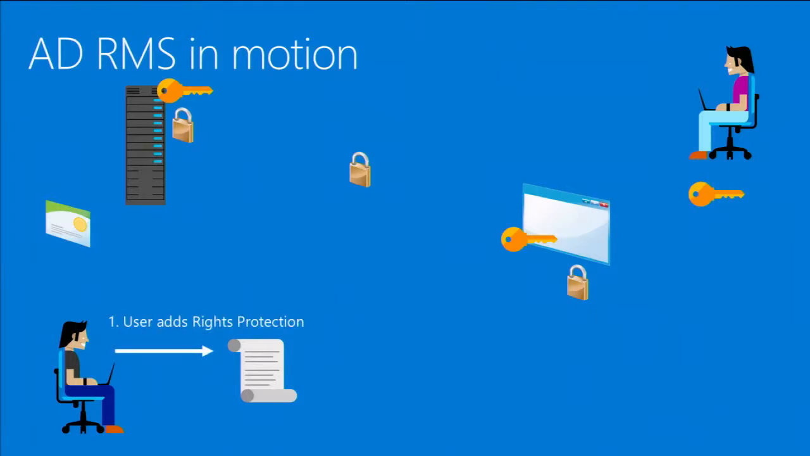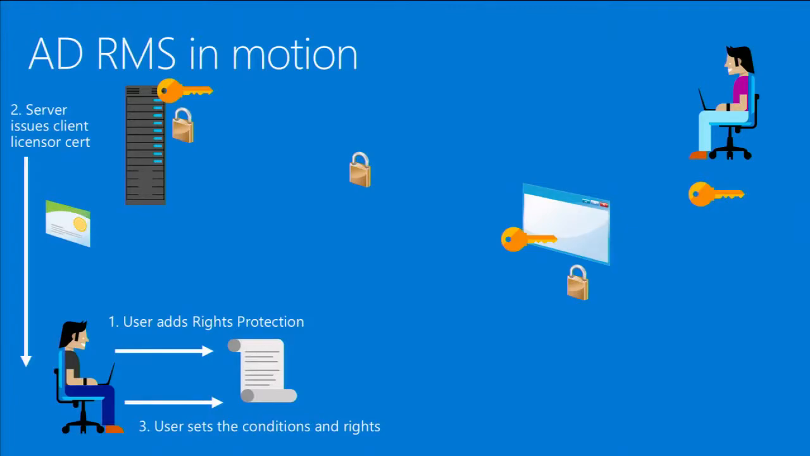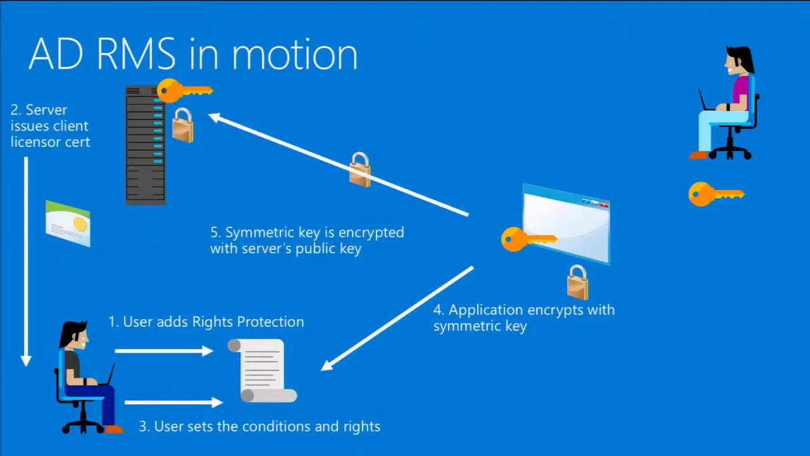So what we'll see first of all is that the user adds rights protection. In a subsequent demo I'm going to show you this working, so we'll talk through a few things, and I'm hoping to keep it fairly demo rich. After that, the server issues the client licensor certificate, saying, yep, I'm the one in charge of that, I will give you the certificate. The user then gets the conditions and rights that are applied to that document. After that, the application encrypts with a symmetric key. The symmetric key is encrypted with the server's private key.